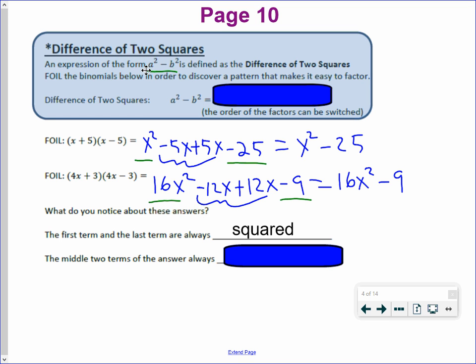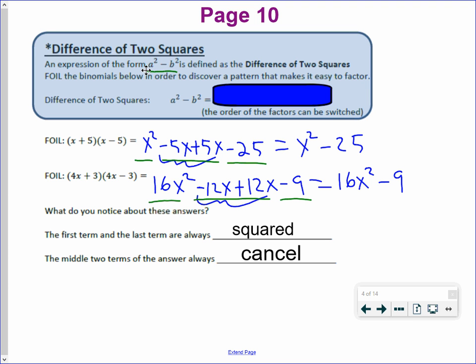The middle two terms of the answers always cancel, right? We have negative 12x plus 12x. These two right here ended up canceling each other out. Negative 12x plus 12x gives you 0x, or it just goes away. Same thing with the first one, negative 5x plus 5x. If you add them up, it gives you 0x. They cancel each other out.